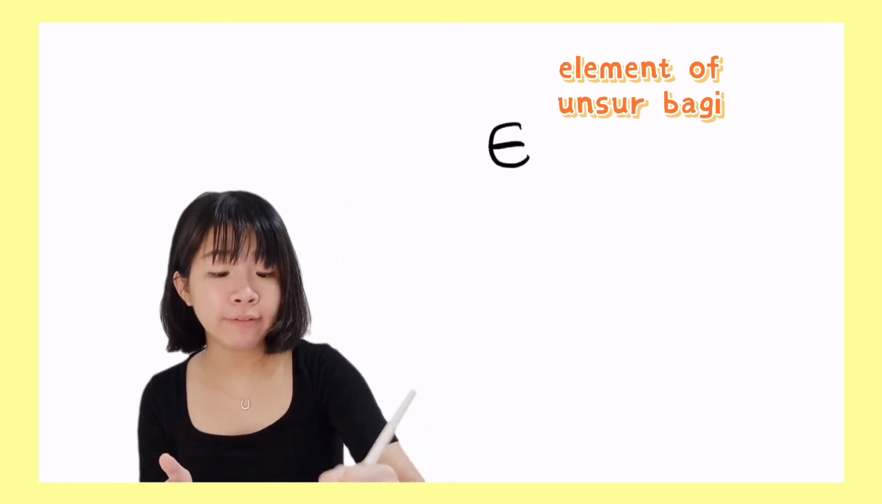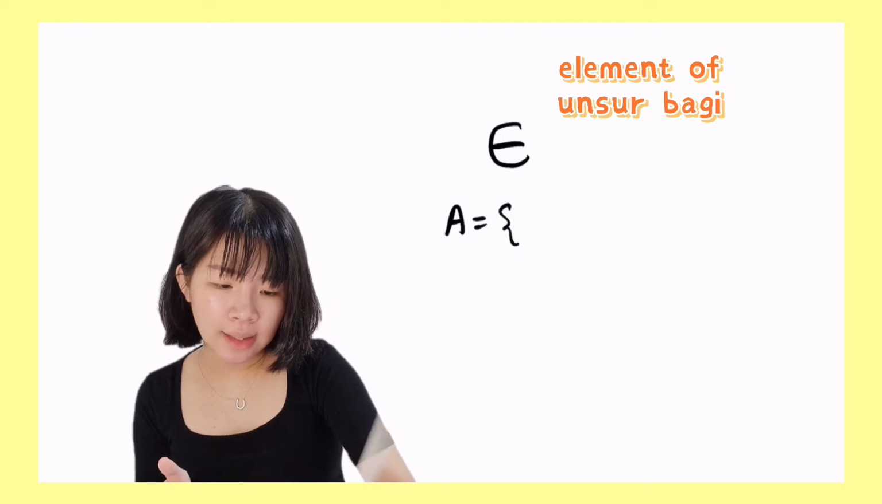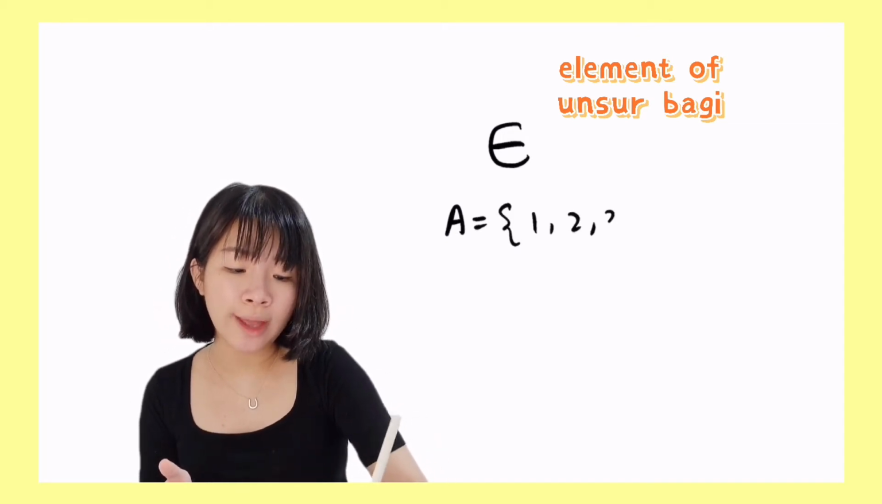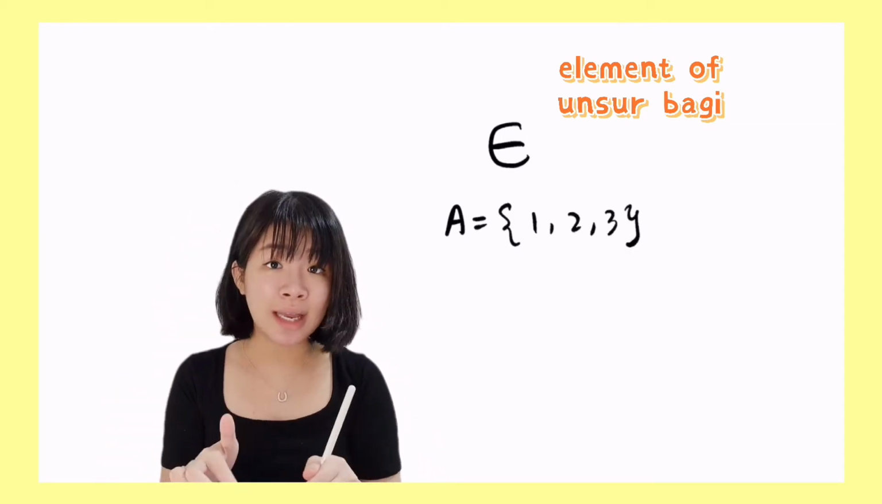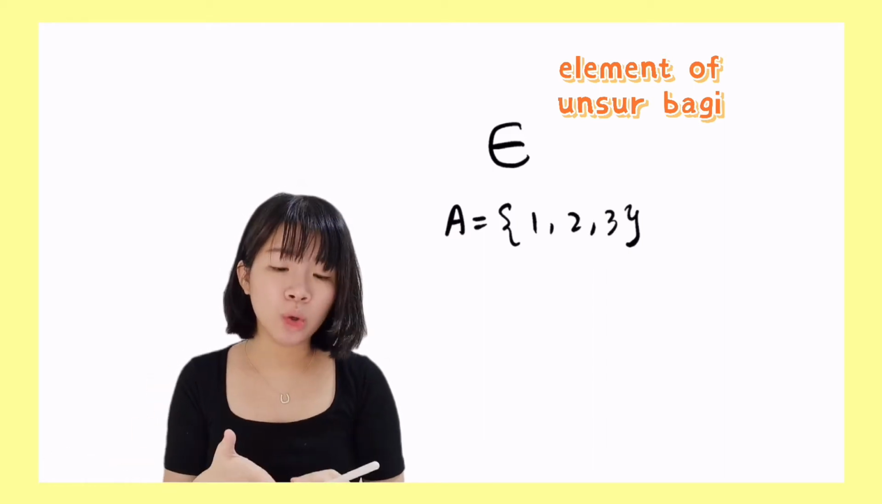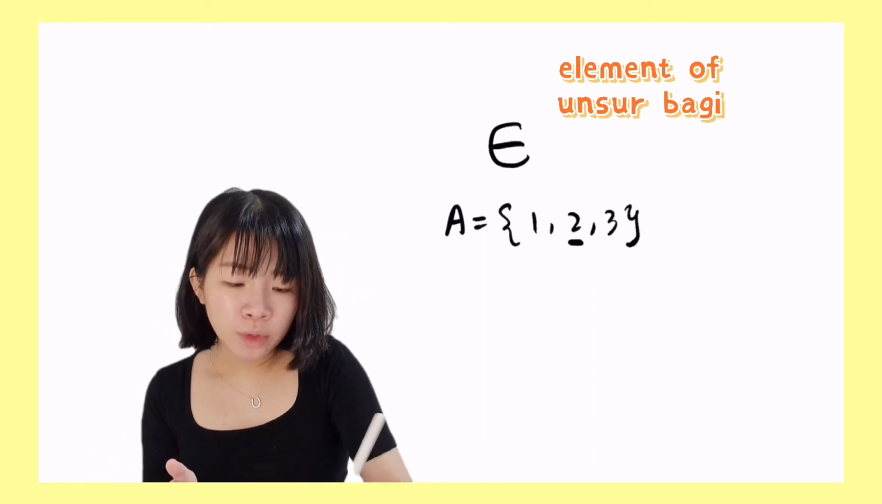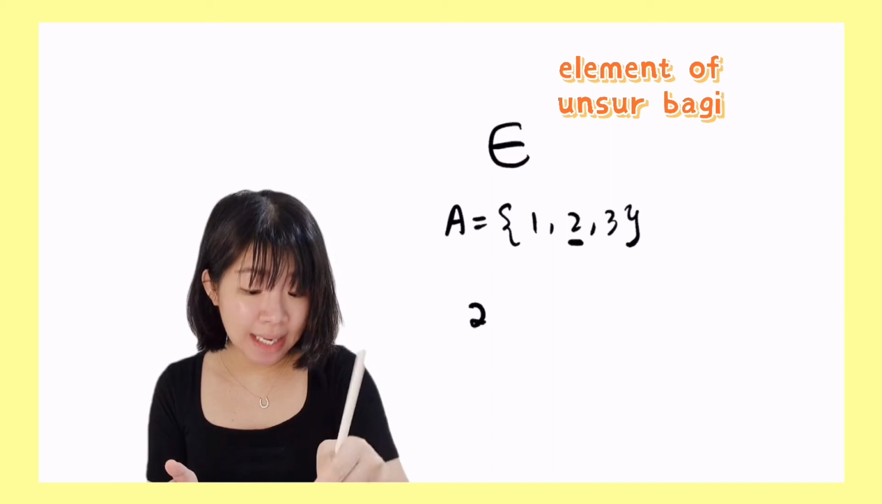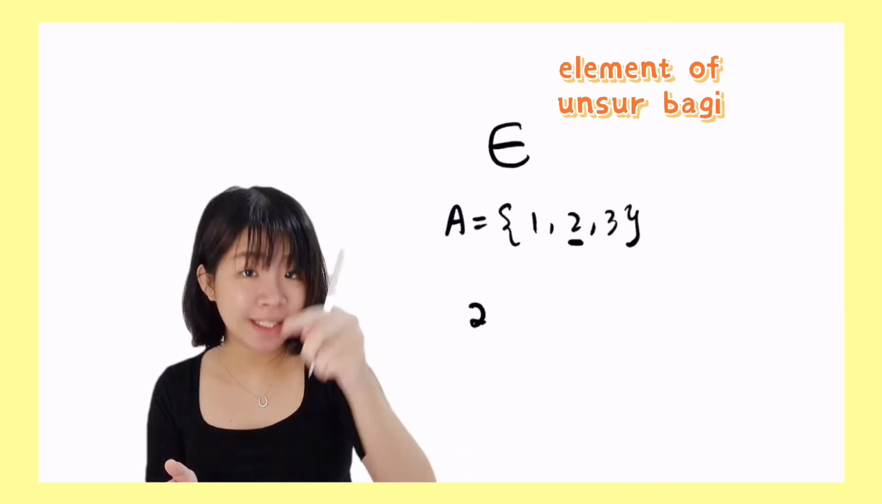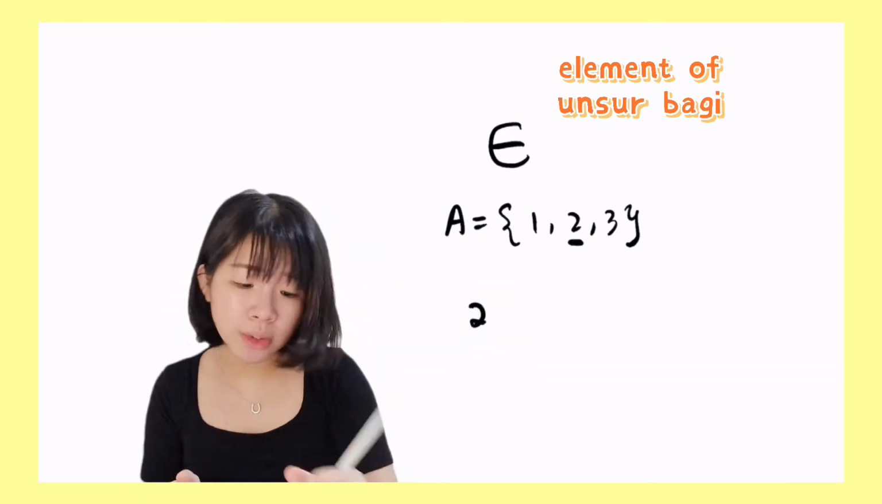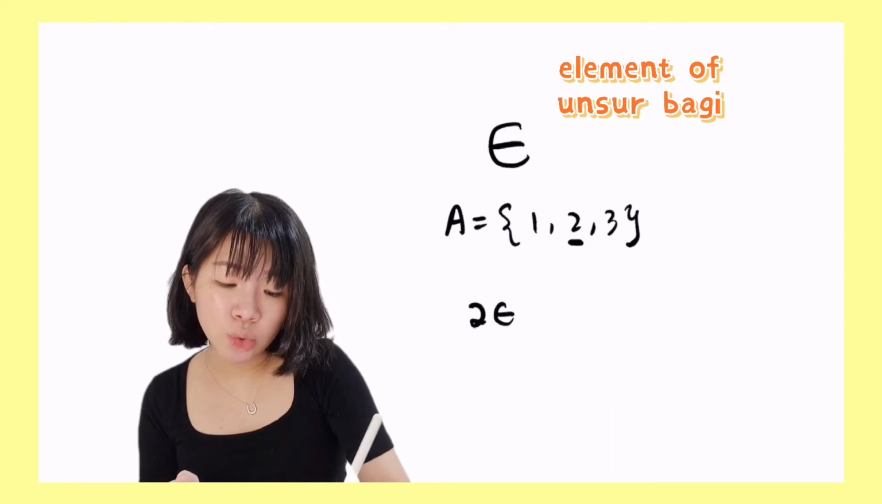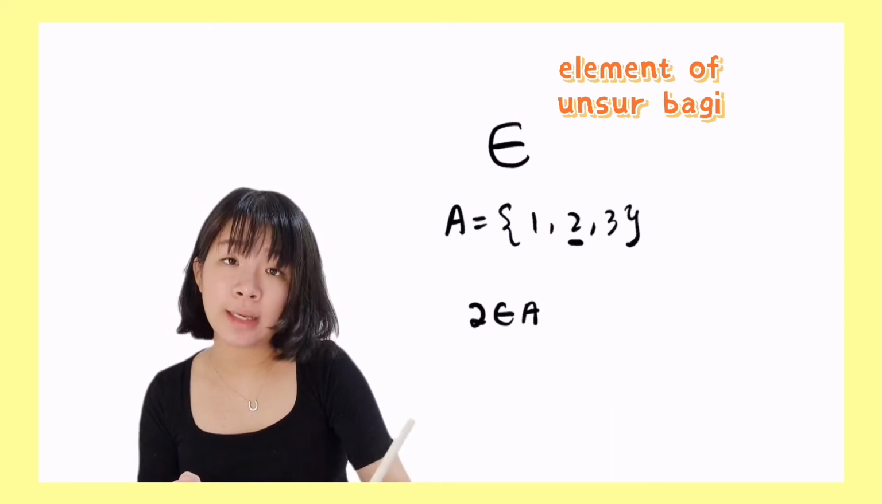For example, if I tell you set A consists of 1, 2 and 3, things inside set A are called elements (unsur). So for example, 2 is an element in set A, right? It is unsur bagi set A. So instead of writing such long words, we will put this symbol. 2 is an element of set A.